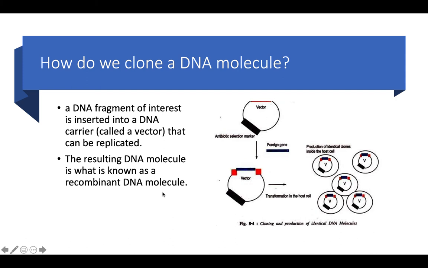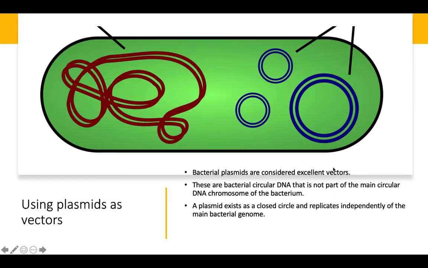So that is a recombinant DNA molecule. So that is using plasmids as vectors. Bacteria plasmids are considered excellent vectors. These are bacteria circular DNA that is not part of the main circular DNA chromosomes. Again, this is the genome in the picture, and these are the plasmids. Plasmid exists as closed circle and replicates independently of the main bacterial genome.